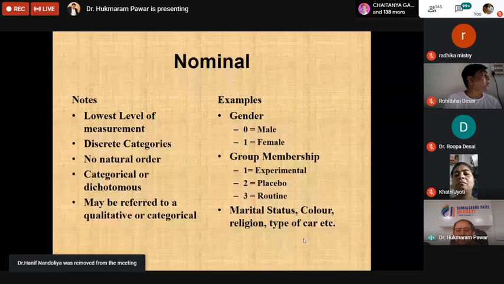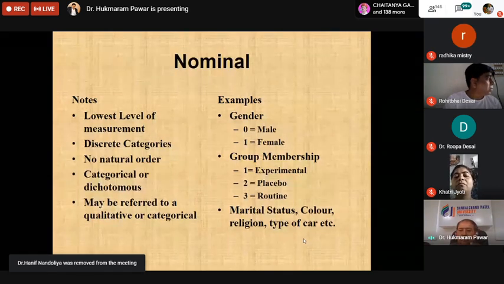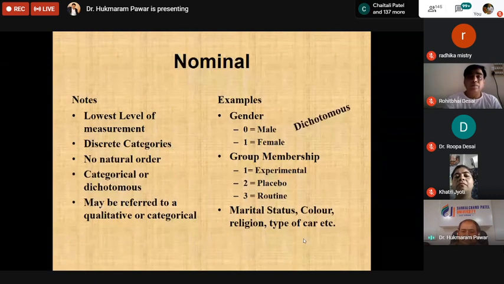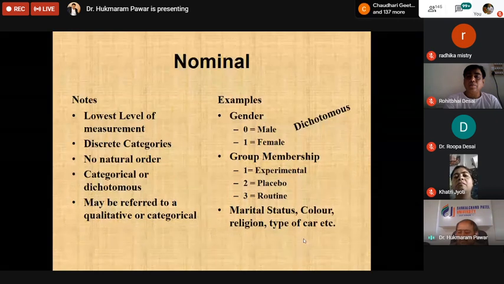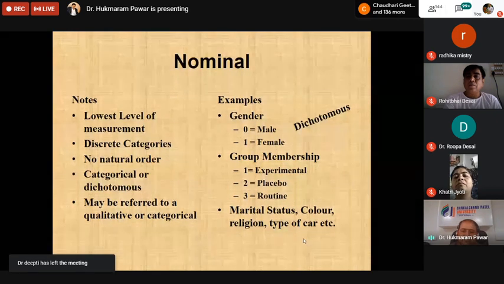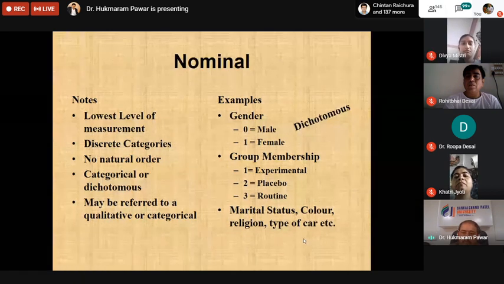Same, and if there are two possible answers, then it is called dichotomous kind of answers. For example, if you ask your marital status, then normally the answer is married or unmarried. That kind of answer is dichotomous. Sometimes more than two answers are possible, so that answer is called categorical data.